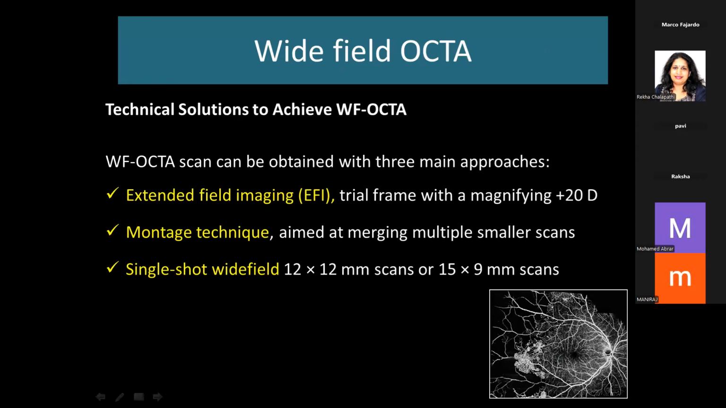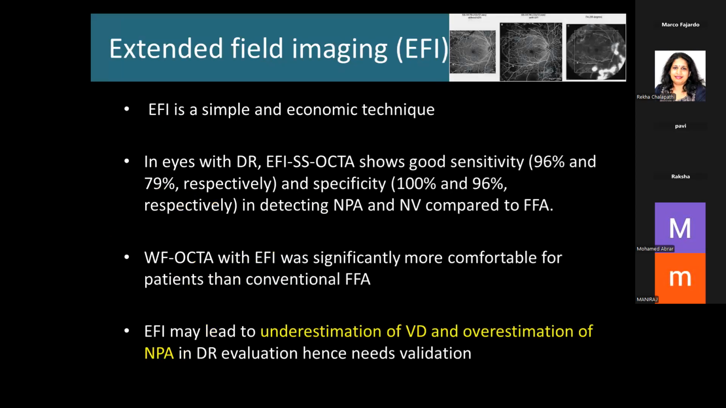But one problem with placing a 20 diopter lens, for example, you see this is a normal OCTA, this is an extended field OCTA. By placing a 20 diopter lens, you can magnify the image, but one disadvantage is it underestimates the vessel density and sometimes overestimates the non-perfusion areas.